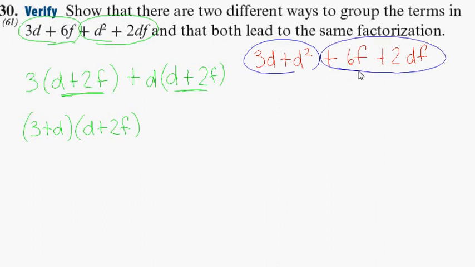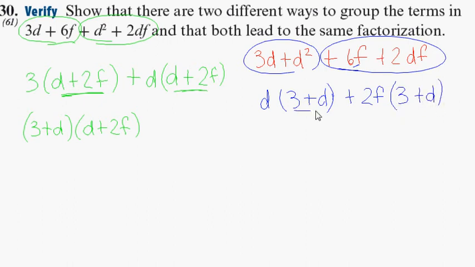So what's my GCF of this first group? Looks like it's D. So that leaves me with 3 plus D, okay? Then over here, what's my GCF of the second group? Well, I'm thinking it's 2F. So here we have 2F. When I take 2F out of this 6F here, that leaves me with 3. And then when I take 2F out of this, I'm left with D.